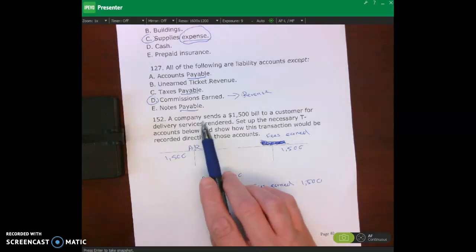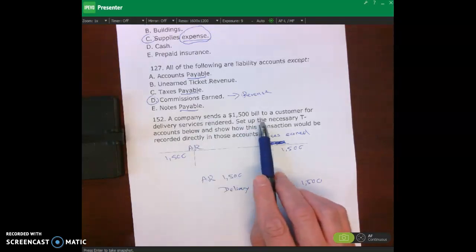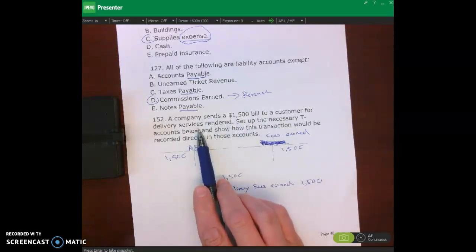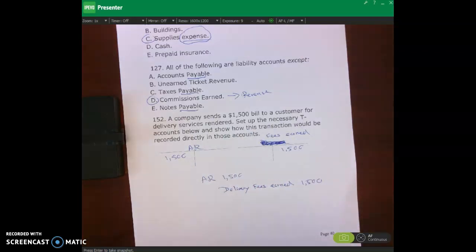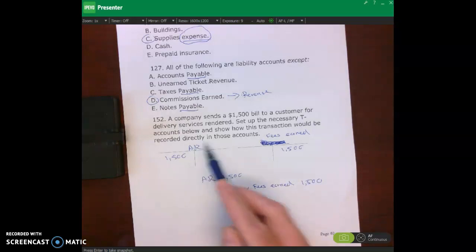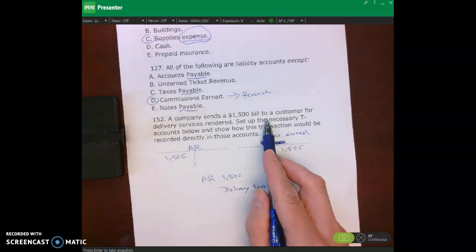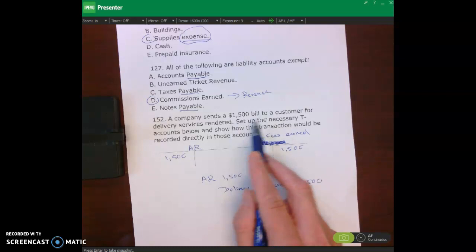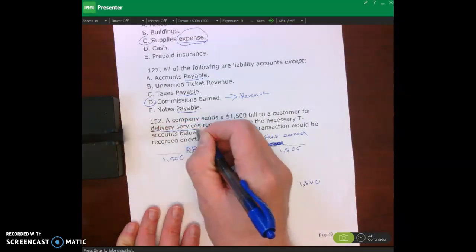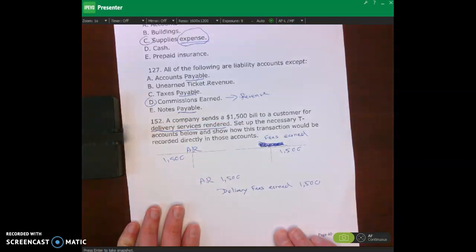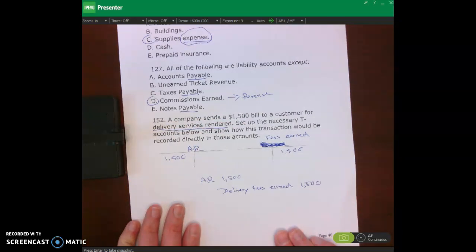Number 152: a company sends a $1,500 bill to a customer for delivery services rendered. Set up the necessary T accounts and show how this transaction would be recorded. So this sends a bill. So this has been rendered. Delivery services rendered. That means they can recognize the revenue because they performed the service.